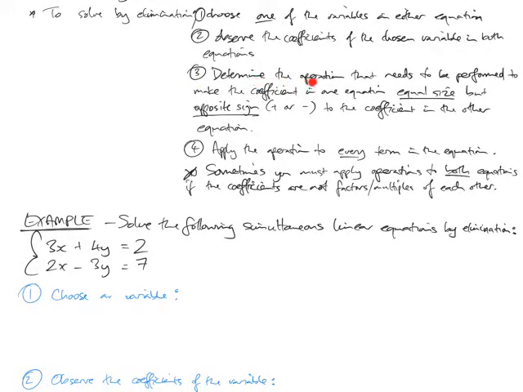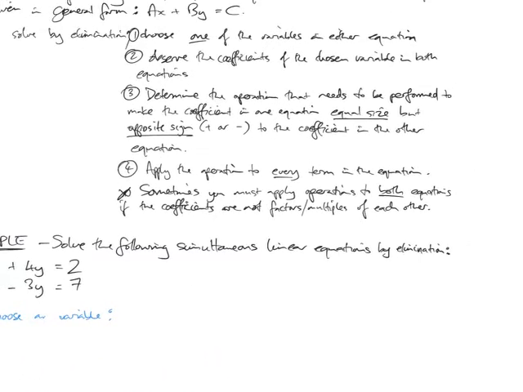Step 3, you would be determining the operation you need to perform to make the coefficient in one of the equations you're looking at equal in size but opposite in sign, plus or minus, to the coefficient in the other equation. So you're looking at the number in front of a particular variable, say x, and you're working out what you need to do to one of those coefficients to make it equal in size but opposite in sign to the coefficient in front of that same variable on the other equation. We'll see how that works below.